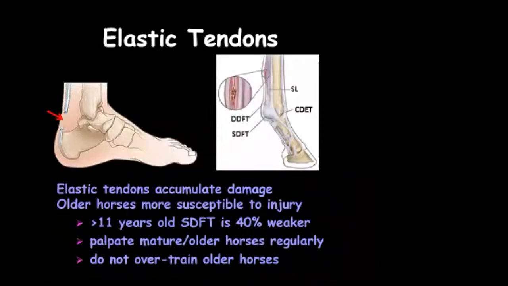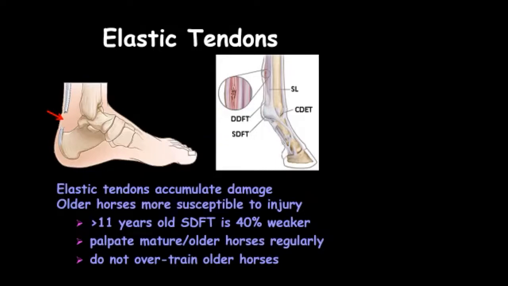There's also another feature of the elastic tendons that's important, and that is that they tend to accumulate damage throughout the life of the horse. So older horses become more susceptible to repetitive strain injury of the elastic tendons because these tendons are weaker in older horses. And studies in thoroughbred racehorses have shown that horses over 11 years old have a superficial digital flexor tendon that's about 40% weaker than in a younger horse.